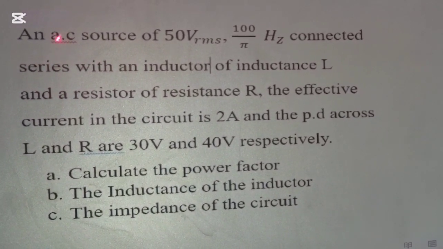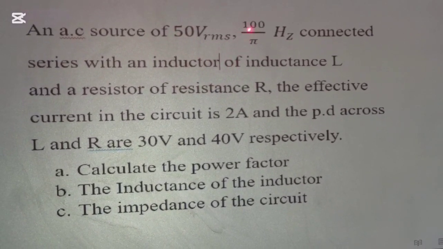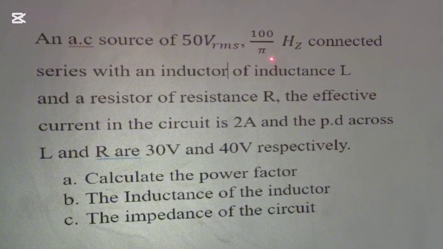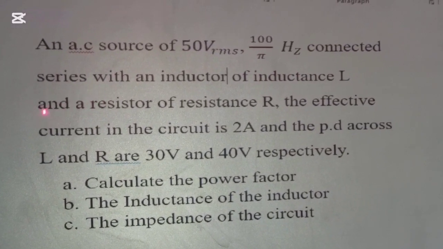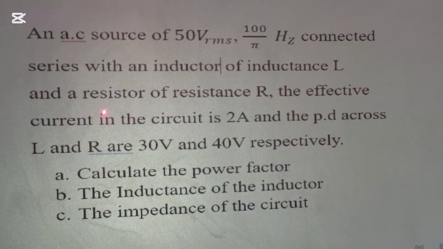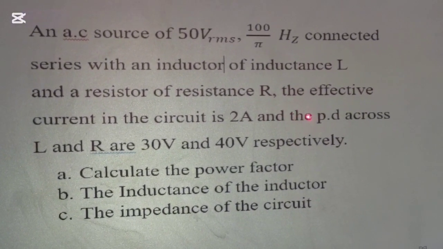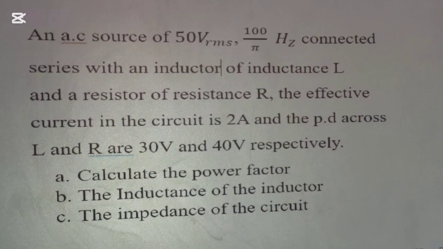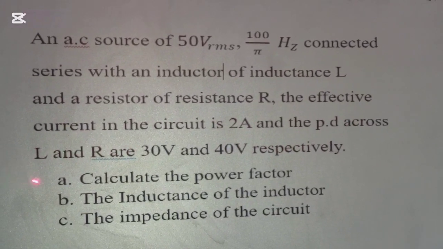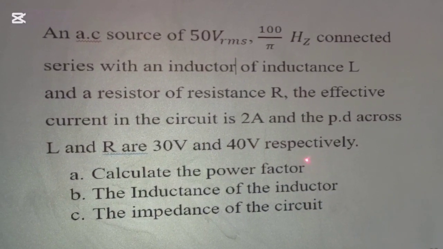The question is an AC source of 50 volts RMS, frequency 100 over pi hertz, connected in series with an inductor of inductance capital L and a resistor of resistance capital R. We are also told that the effective current in the circuit is 2 amperes and the potential difference across L and R are 30 volts and 40 volts respectively.